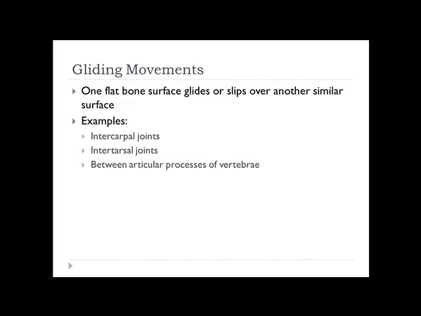Okay, so our gliding movements, it's going to be one flat bone surface glides or slips about another. So imagine taking two wooden blocks and sliding them about one another. The best examples, like we said, are intercarpal and intertarsal joints. Another one we get is our vertebra.